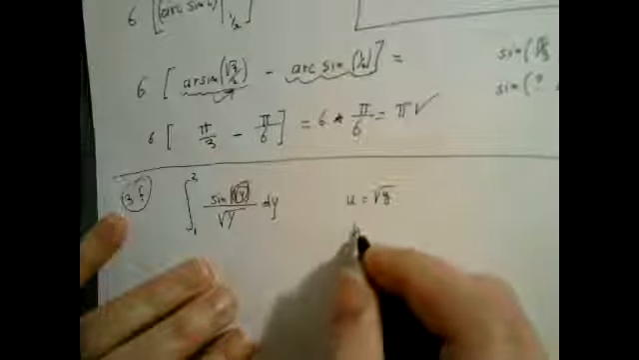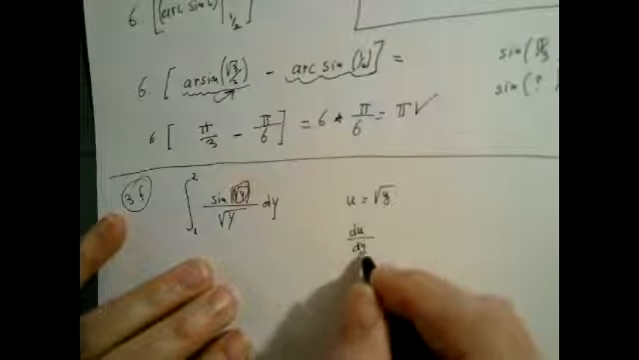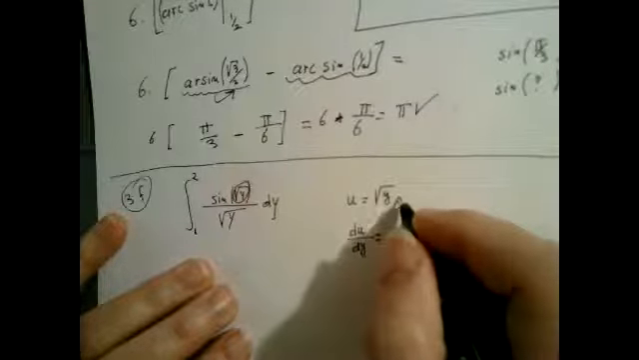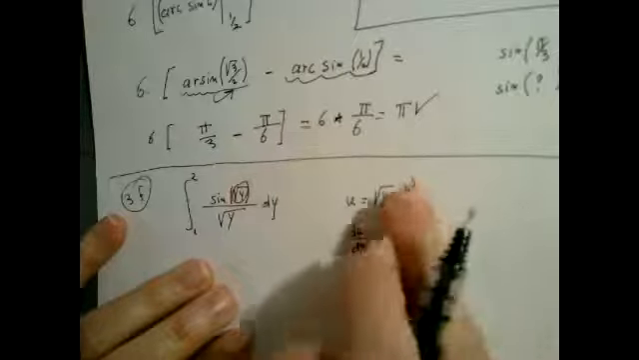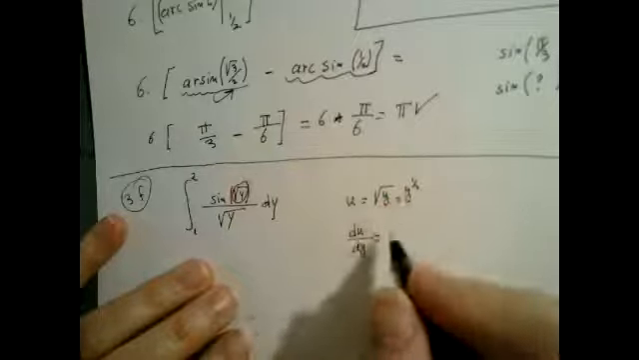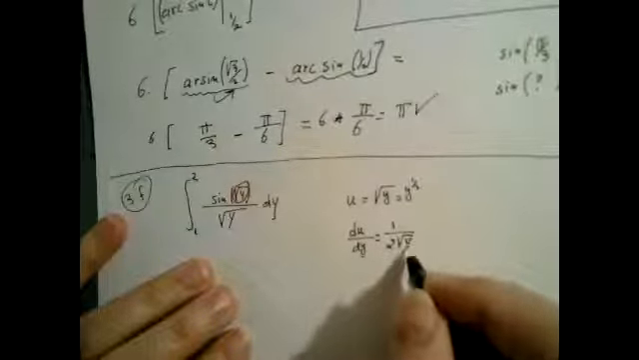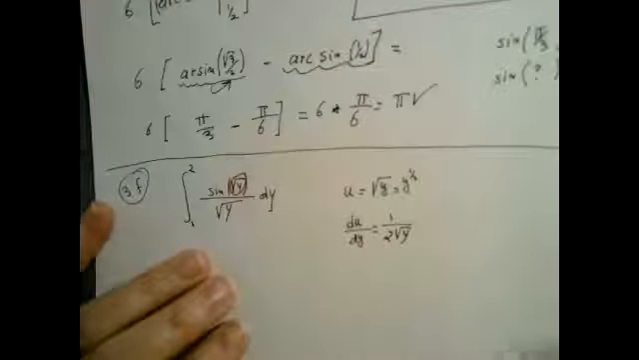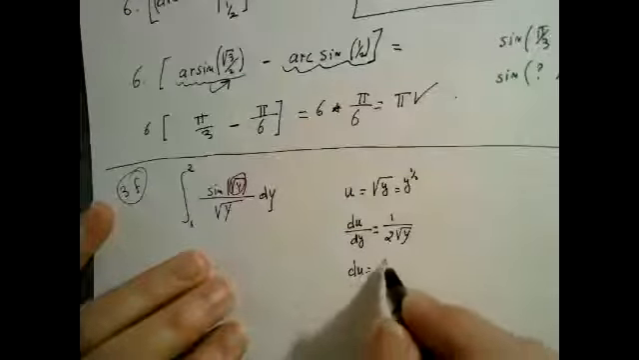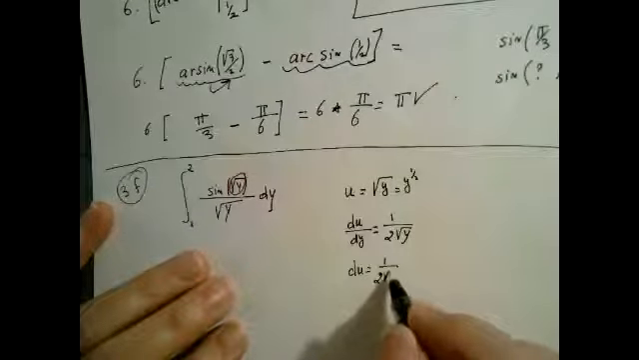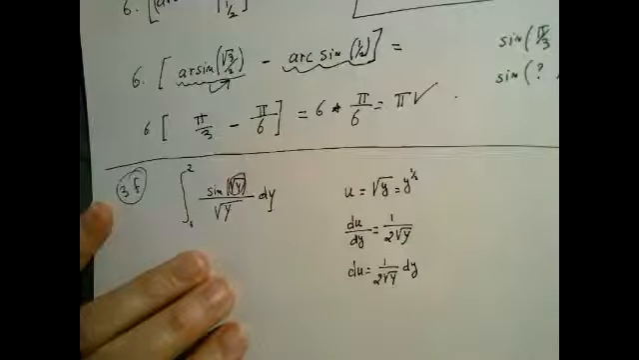And now the du means basically I need to find the derivative. The derivative of the square root of y, this is y to the power a half. It's a half y to the minus a half. It means 1 over 2 the square root of y. Make sure you know why this is the case. It means my du is 1 over 2 root y dy. So that takes care of the du.